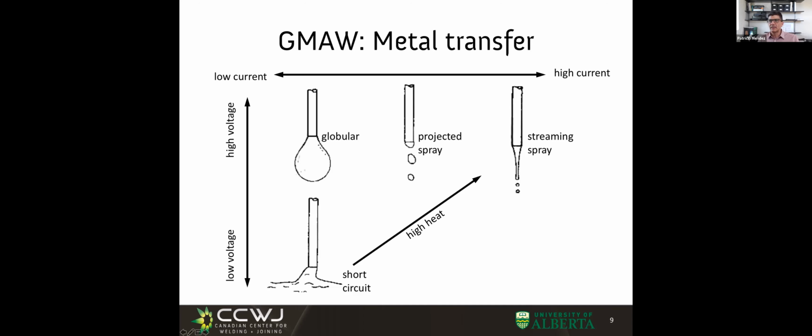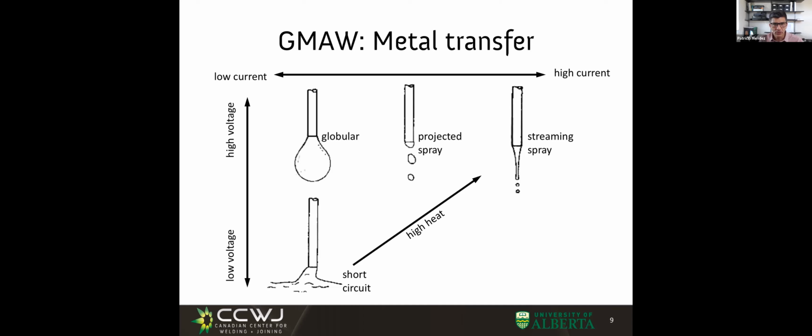So I have a question that says if the current in MIG is controlled by the arc length. And the answer is arc length affects the current. Yes. The most important variable to control current is the wire feed speed.